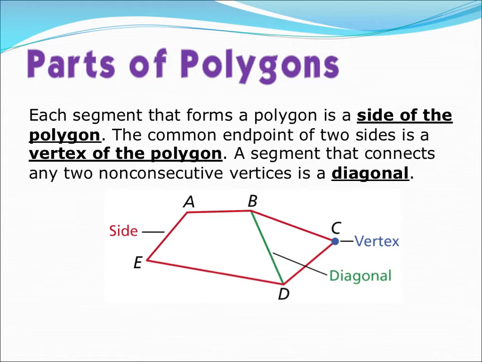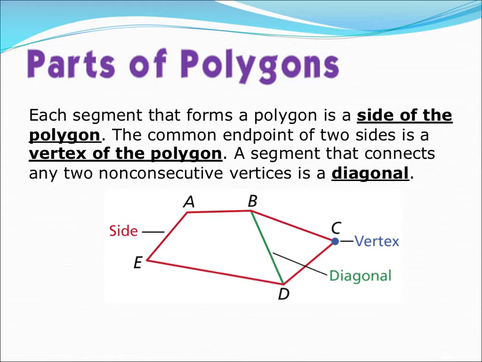So a polygon has segments that form the sides of it. Each of those segments, which means it's got an endpoint on either side, it's straight, it can't be curved, is referred to as a side of the polygon. The common endpoint of two sides is called the vertex. And a segment that connects any two non-consecutive vertices, consecutive meaning one right after the other, so if it skips a vertex and connects those two, is called a diagonal.